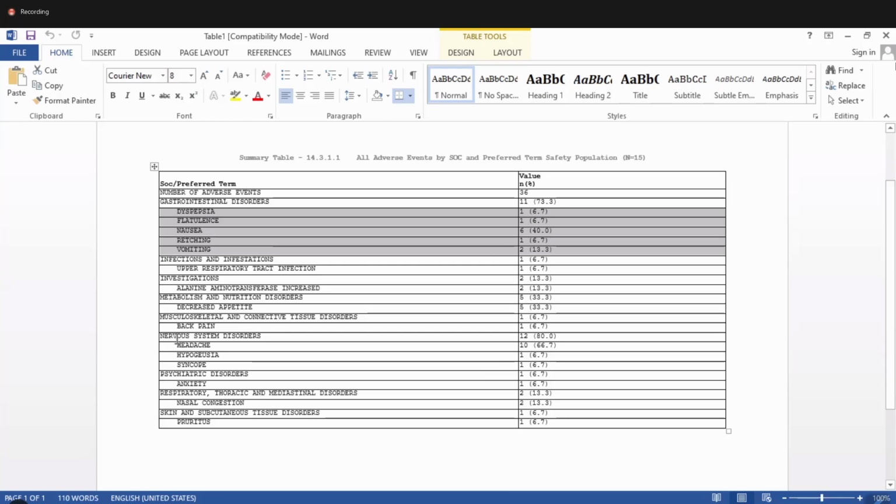Like this, for example, nervous system disorder, if you take it, total 12 are there. 12 side effects. In those, how many are for each? Headache, hypoglycemia, and so on. 10 plus 1, 11, 11 plus 1, 12. If you count the total, you will get 36. Total body systems you are taking, right? 11 plus 1, 12, 13, again 12, 1. If you take this total also, you will get 36.